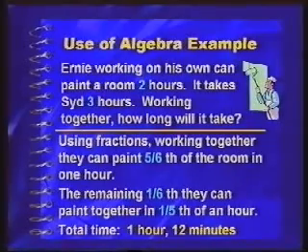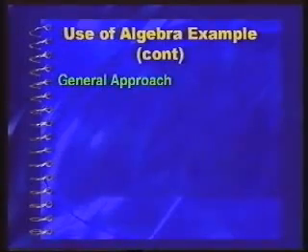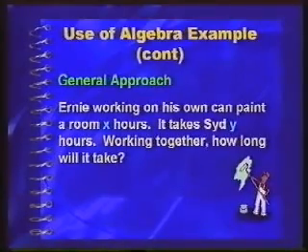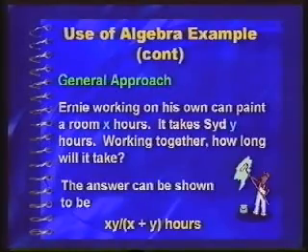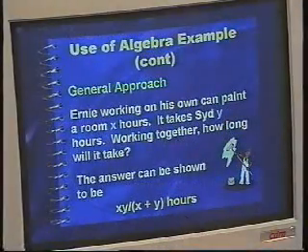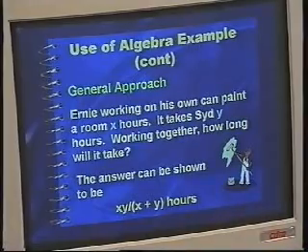But that is one particular solution. In algebra, what you would like is a generalized solution. And what you would do in algebra in this particular problem, you would let x be the time it takes Ernie to paint the room, and y be the time Sid takes to paint the room. And then working together, you can work with rates. It's quite a difficult problem. You can actually come up with a general equation that involves x and y for the time it takes to paint the room together.